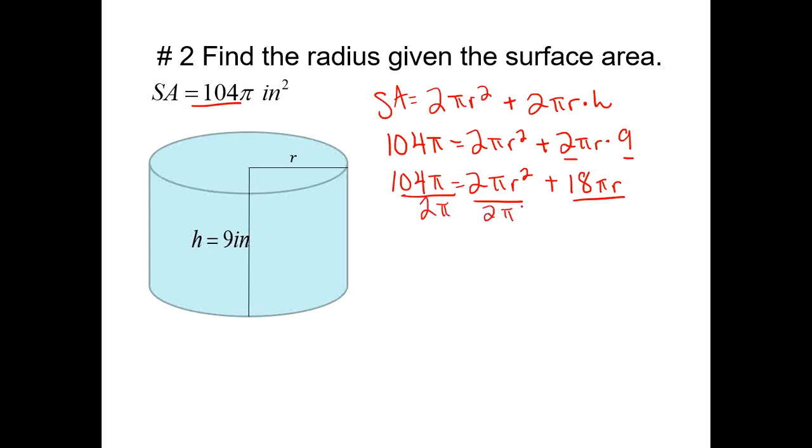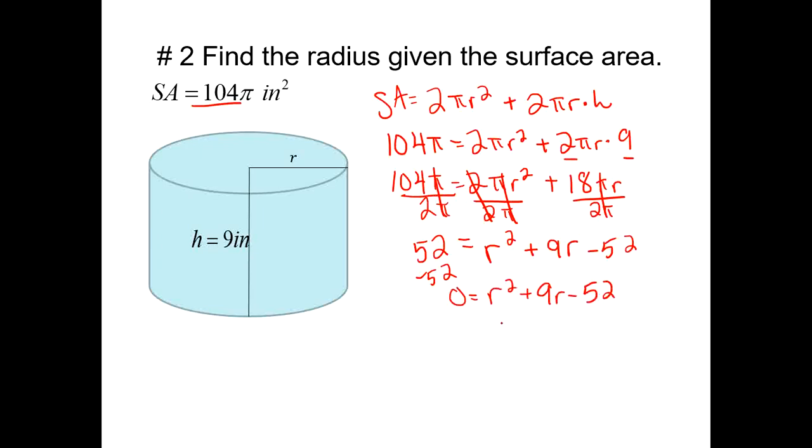To just make this equation a little simpler, let's take out a GCF, so we can take pi out of everything and we can divide out a 2. So 104 divided by 2 is 52. 2 divided by 2 cancels, so that just leaves me with an r squared, plus 18 divided by 2 is 9r. Remember, when you factor, we need everything on one side of the equation, so let's minus that 52 to the other side. So we have 0 equals r squared plus 9r minus 52.